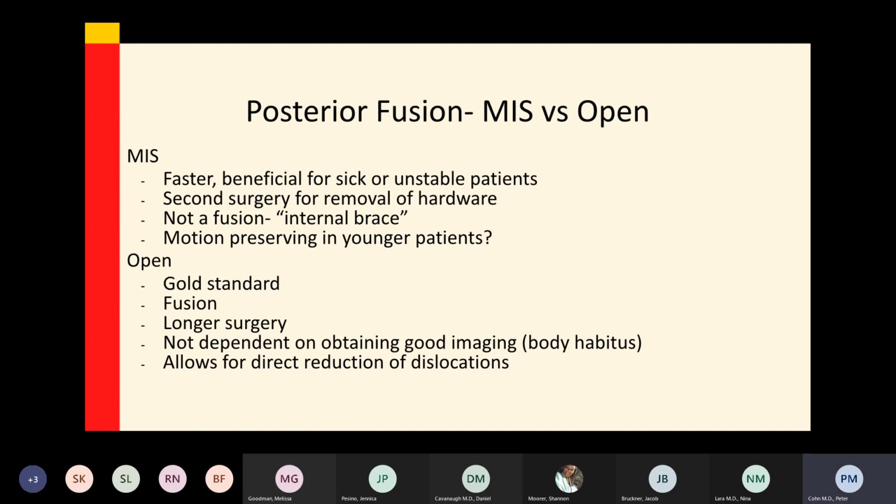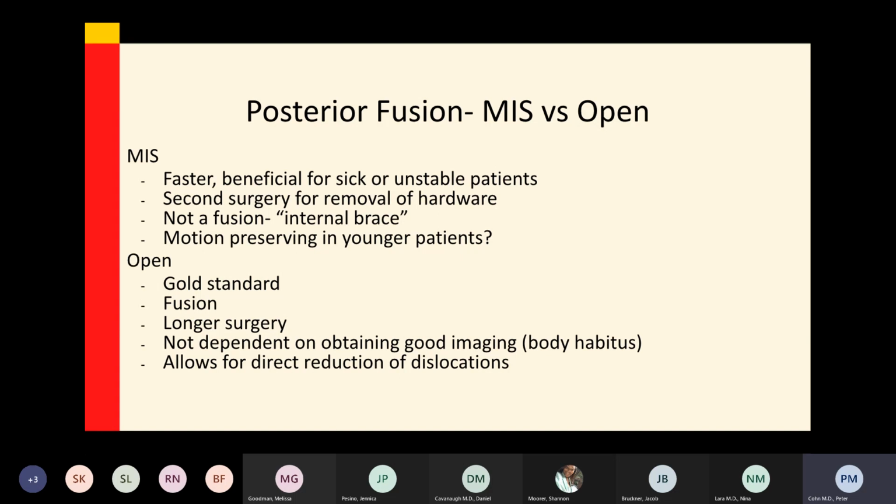And last, I'll leave it on this slide because I think this may generate some more discussion, or at least start the discussion. The last thing to consider when considering operative fixation for these thoracolumbar injuries is whether an open approach or a percutaneous approach could be employed.